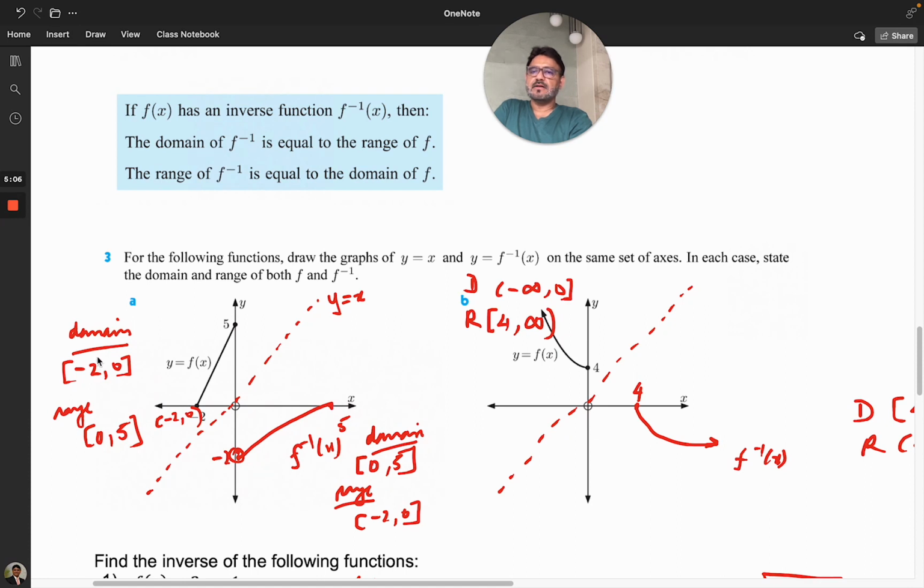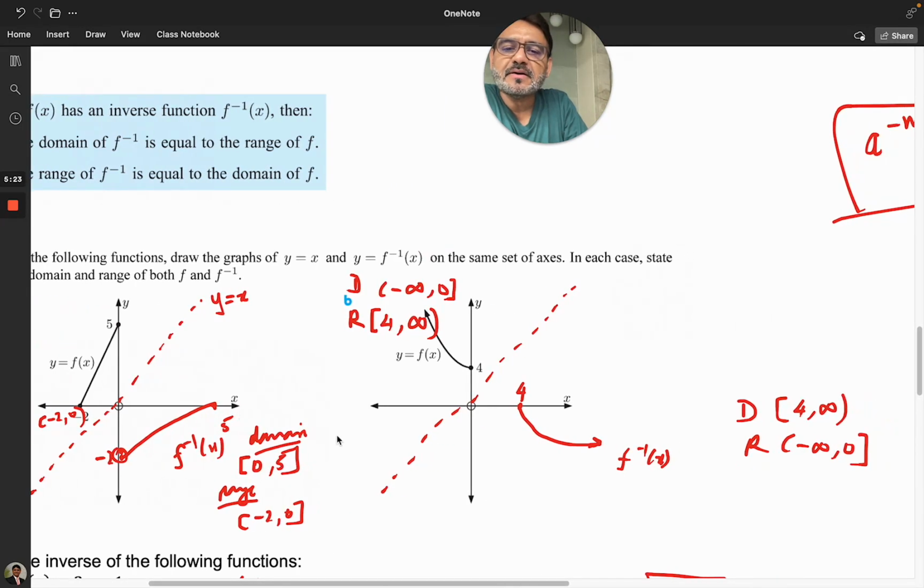Correct? So your domain is from -2 to 0. These are the x values for the function. Your range is from 0 to 5. For the inverse, your domain becomes a range and the range becomes a domain. So your domain is 0 to 5, your range is -2 to 0. Similarly here, you draw your line y is equal to x. If this is the function, this is the inverse. You reflect in line y is equal to x. Your domain and range, you can try writing on your own and check with this answer.